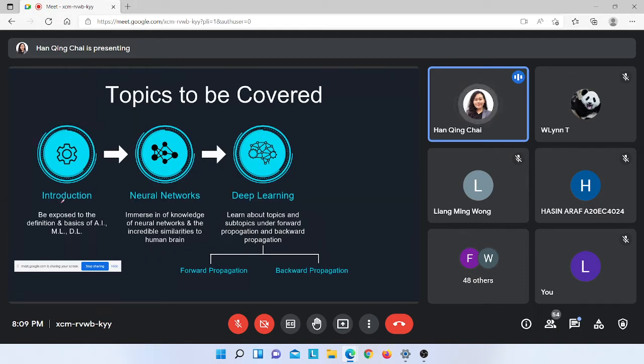So the introduction is done, some very simple parts. Now I'm going to move on to the introduction of neural networks, what they are and how they are related to deep learning.